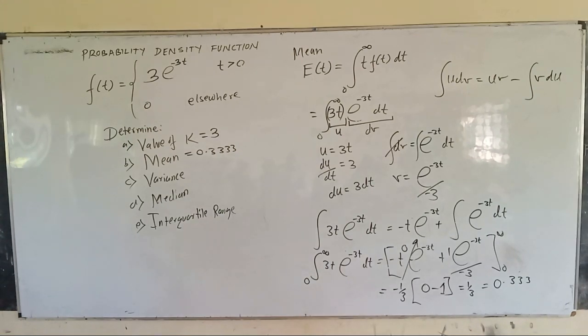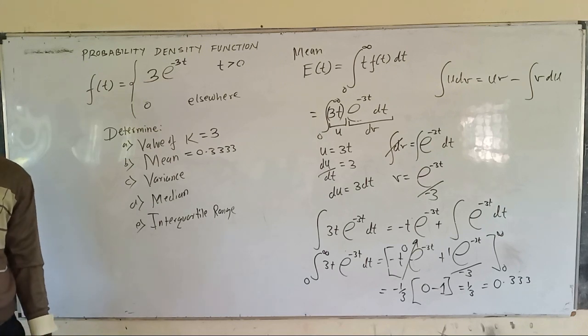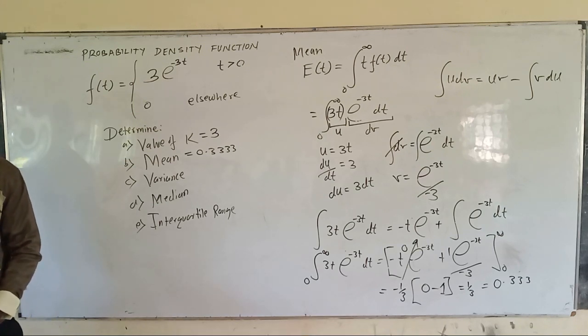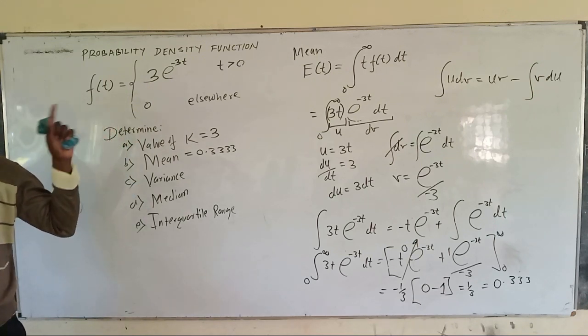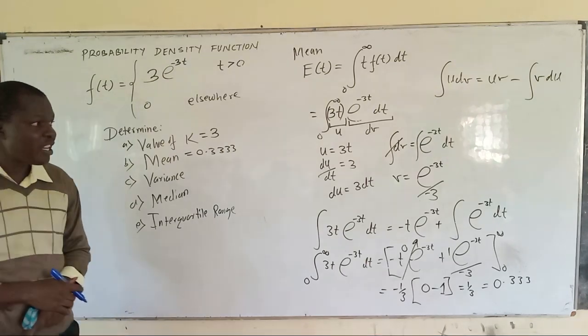Good. Now, when you want the variance, what do you must get? You must get the expected value of t squared, isn't it? You must get the expected value of t squared before you get the variance, isn't it? So can we get the expected value of t squared?